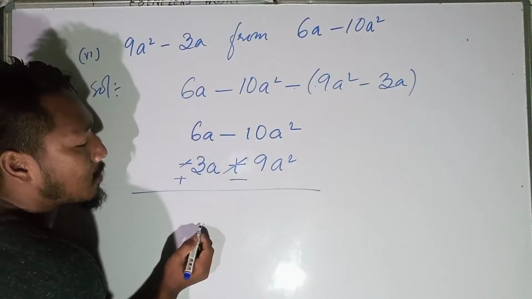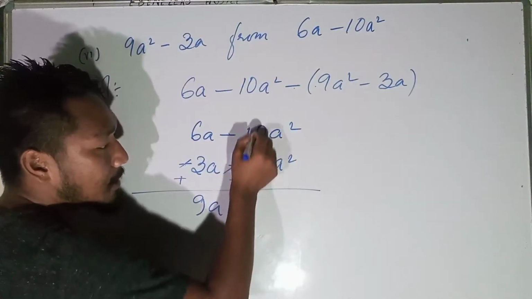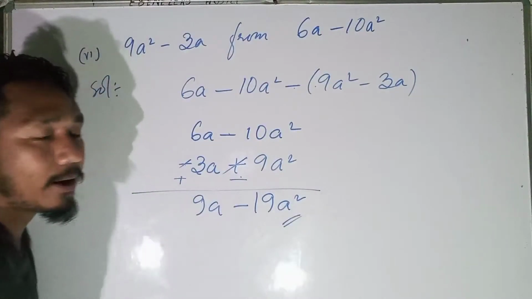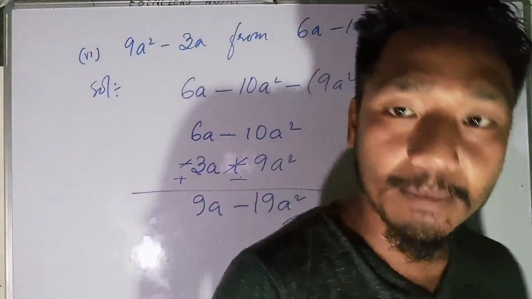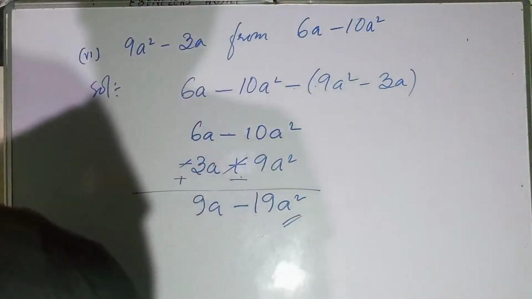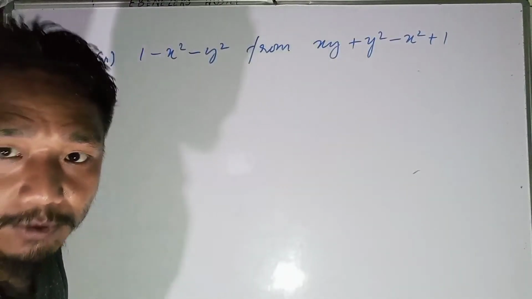So 6 plus 3 will become 9a. Minus and minus, that means minus will be, number get added, 9 plus 10 become 19a squared. So this is our answer. Okay, so same thing. Okay, you can do again. Two more questions. Okay, let's go to the question number 6.